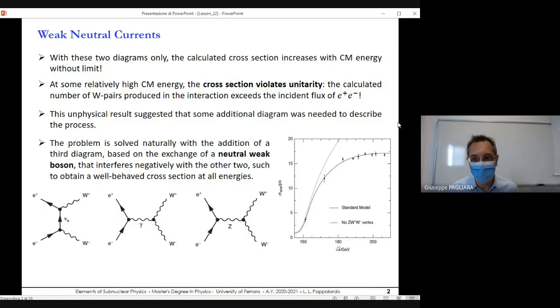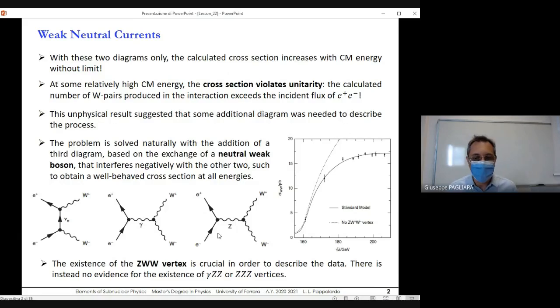compared with experimental data. So without the third diagram, which involves a coupling between the Z and the two Ws, the cross-section, as you can see, diverges at increasing energy. Whereas the data tell you something different, okay? The cross-section at a certain point saturates to a certain value. And in fact, this is what you obtain when you also include this diagram. So including this, you can compare your theoretical prediction, which is the full line, with your data and finally find a perfect match, okay? So there was indeed a need for neutral currents, just to solve this problem here.